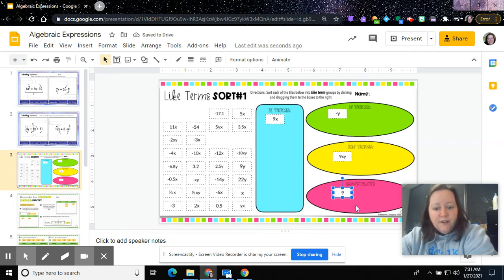So you're going to go through and you're going to sort and practice the different types of terms that you see on this page. So you'll put all of the constants, like this is negative 17.1, no variable ending, so it'll go down here. 5x has an x ending, so it goes there. So you can do that for that whole page to get them in the right spots.